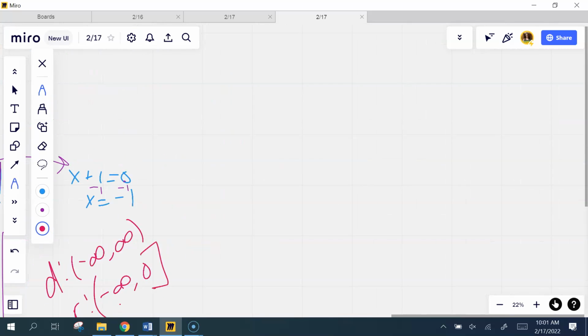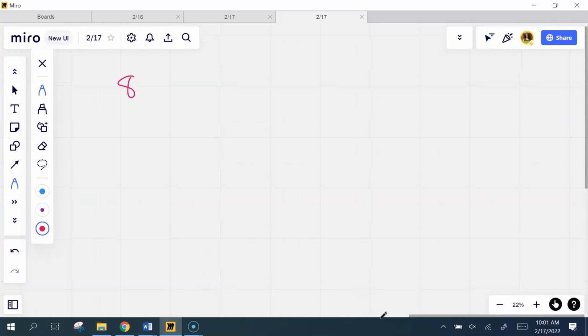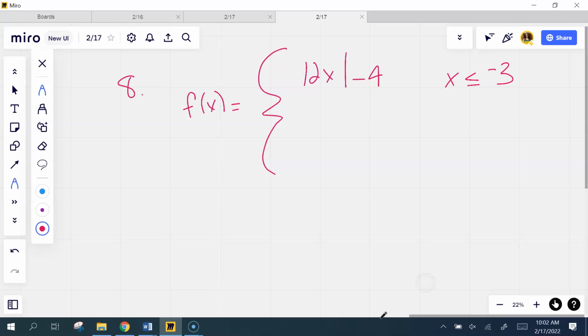Number 8. F of x equals, here's your piecewise. This is when x is less than or equal to -3. These should all be easy except for that first one.